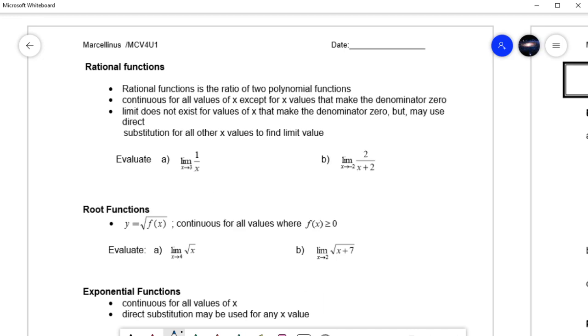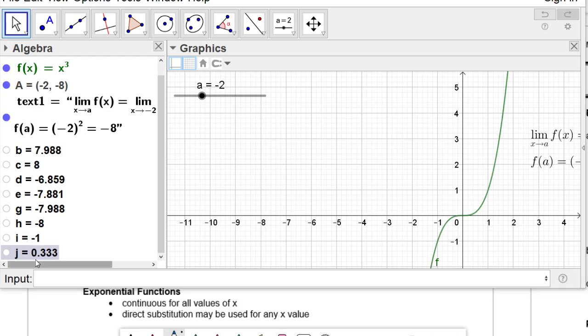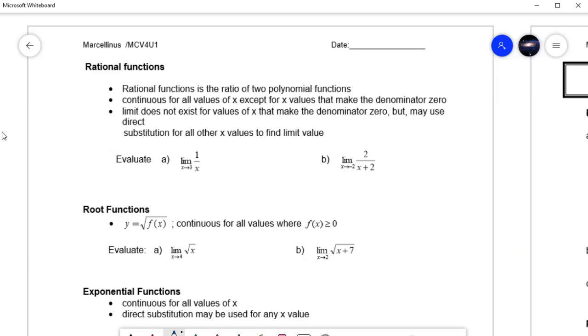Now, looking at this first one, it says limit as x approaches 3 of 1 over x. So I'm just going to type that in literally. Limit 1 over x approaches 3. What does it do? It comes up with 0.333. Now, why would it do that? Because this is equal to f of 3, which is equal to 1/3. Right? All I did is plug in the 3. If you can plug it in, right?